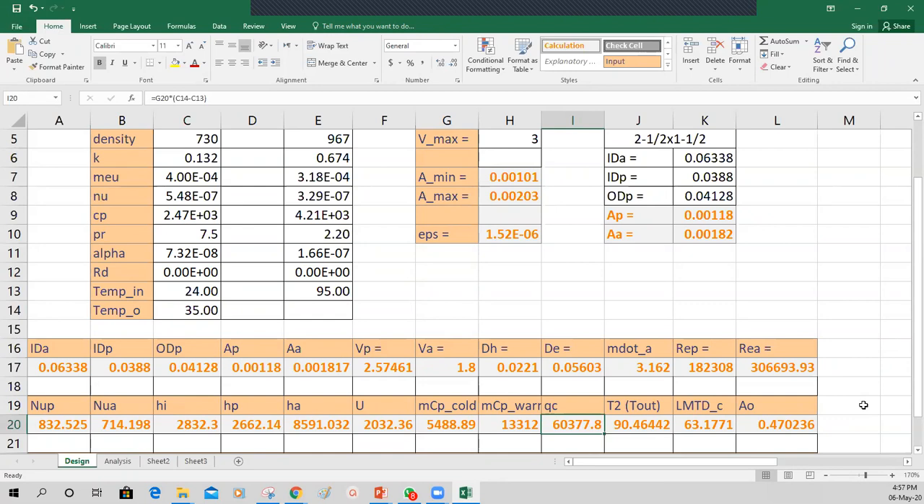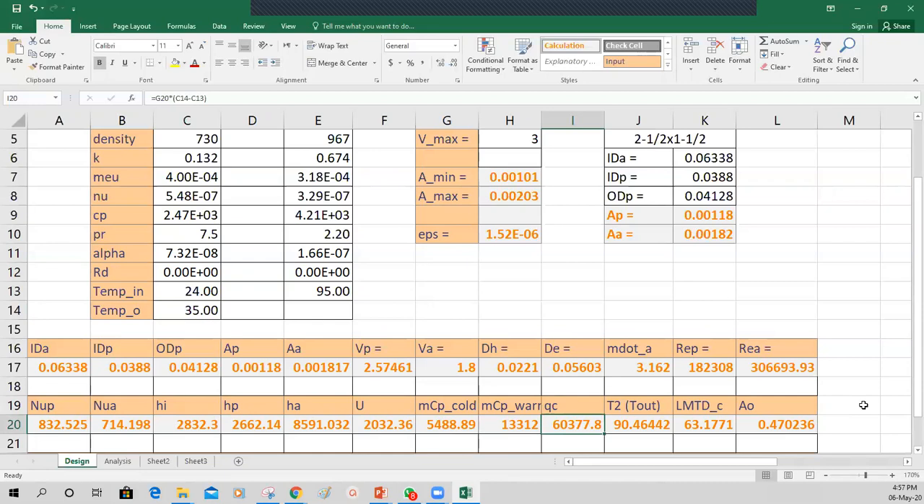From this area, can we calculate the length of the heat exchanger? In terms of the heat exchanger dimensions, what is this area equal to? It's the area of the pipe's outside. We have the diameter and we can find the length. So pi multiplied by the outer diameter of the pipe, multiplied by the length.